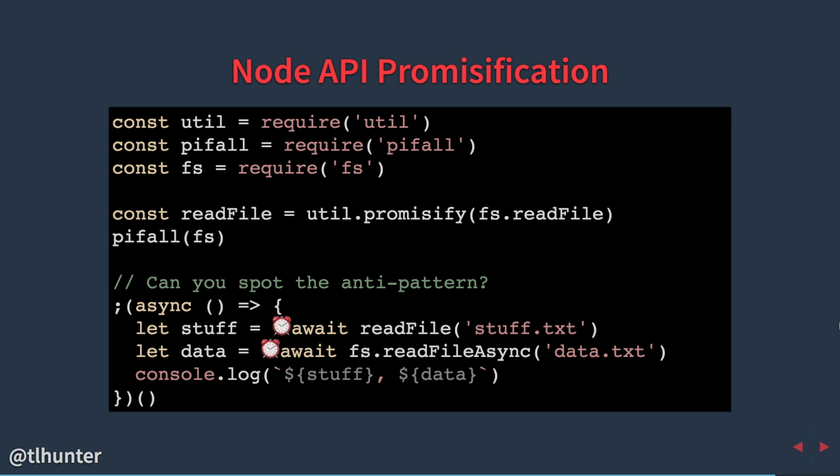So now I'm able to await these calls to readFile that I've manually promisified, as well as readFileAsync that we've promisified with pyfall. And then we're able to log the message at the end. Can anybody spot the anti-pattern? Yep. So we are reading stuff.txt and we are waiting until we're done. Then we're going to go read data.txt.